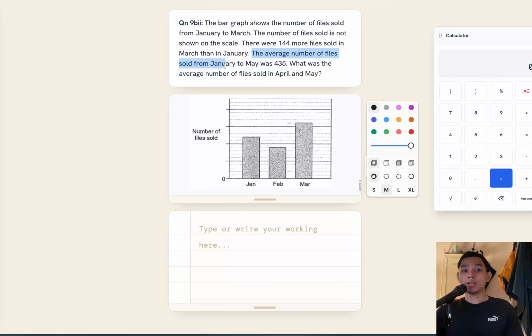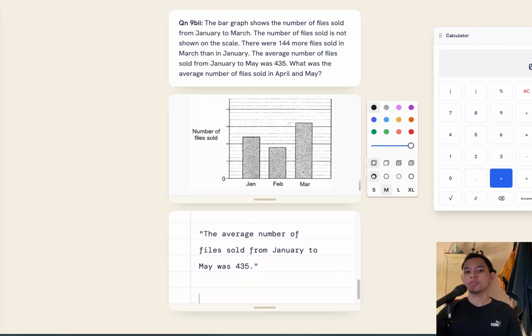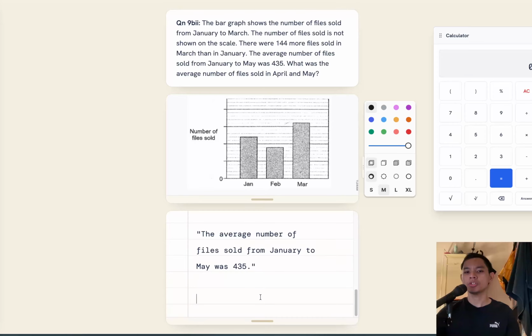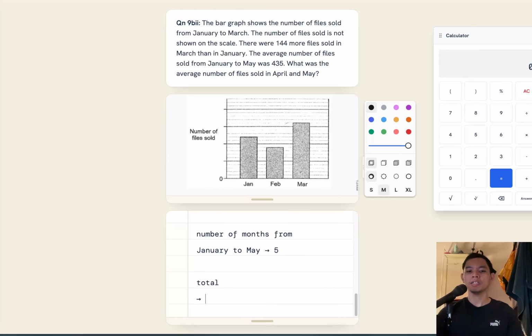Question 9b, part 2. The average number of files sold from January to May was 435. What was the average number of files sold in April and May? So from here, it's a continuation from the previous part. The average number of files sold from January to May means the total will be equal to the number of months from January to May. In this case, January, February, March, April, May. 5 months. So the total will be 5 times 435.